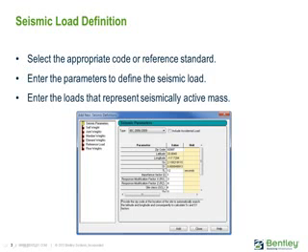The definition contains options to define code-specified parameters. For seismic, the load definition is created by selecting the appropriate code or reference standard. Then you would enter the parameters to define the seismic load, and finally you would enter the loads that represent seismically active mass, or the mass that's assumed to be contributing to the base shear of the structure.